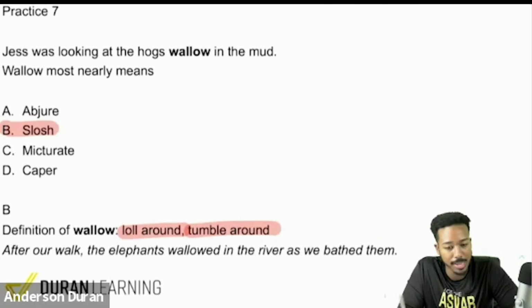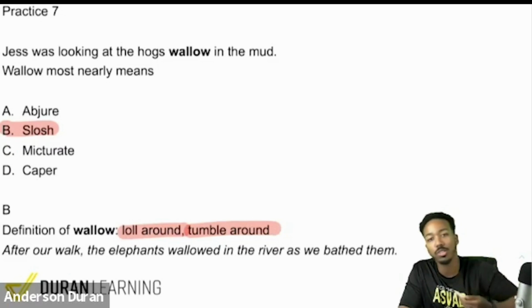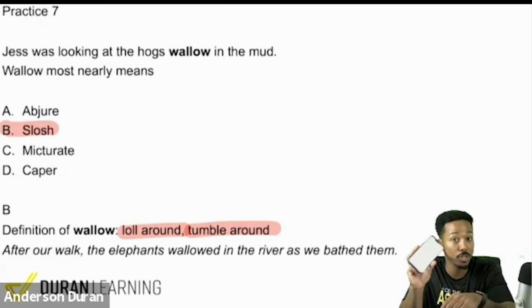So here we go as a sentence. After our walk, the elephants wallowed in the river as we bathed them. So there it is. Using our trusty old Google here, we're going to make sure that we can define each of these words. Again, I'm walking you through the strategies that I would apply if I didn't know these words. Let's be real about this. If we look at abjure, micturate, and caper, we can use these things that work really well in the 21st century. This machine lets you get access to information known by everybody else. Go ahead and use it.